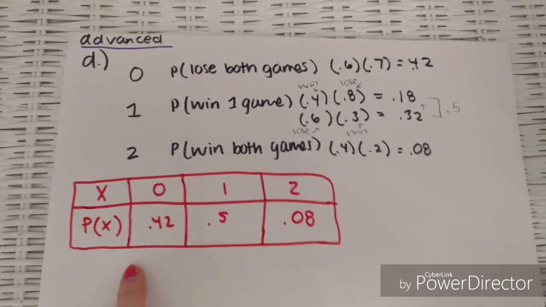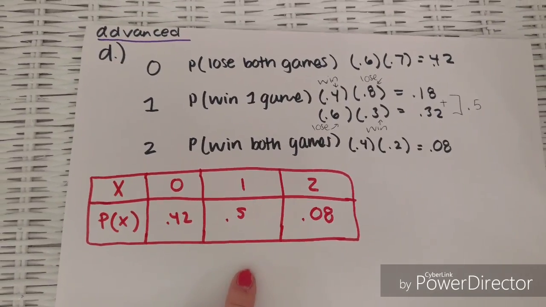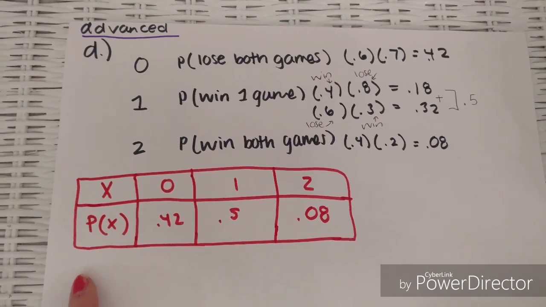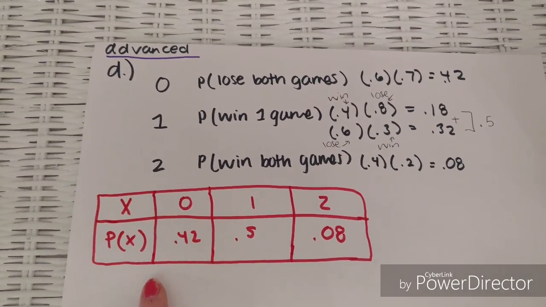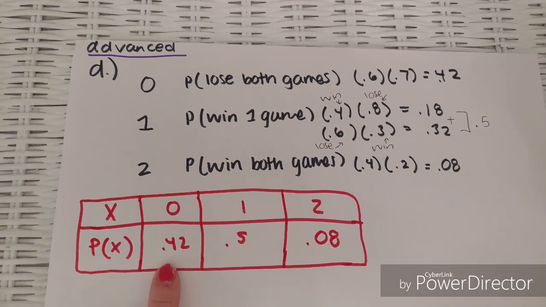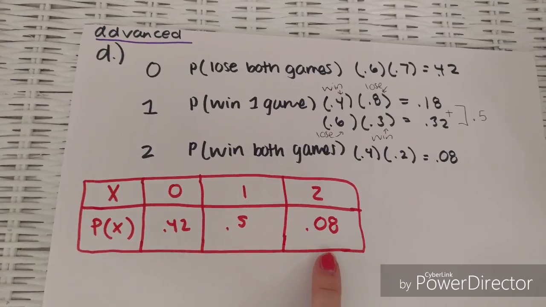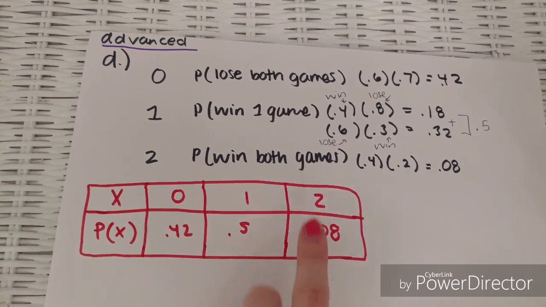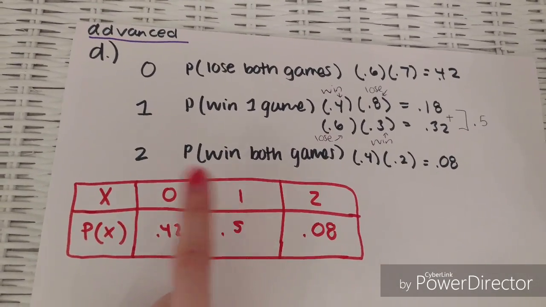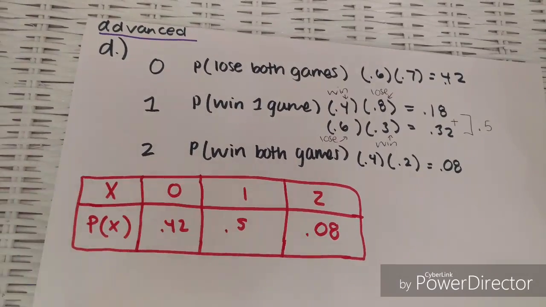And this looks like this in our graph. And so we have a 42% probability, 50% probability, and 8% probability that you will lose both games, that you will win one game, and that you will win both games.